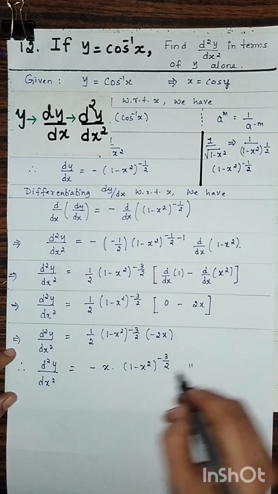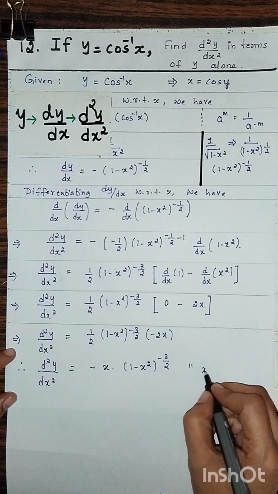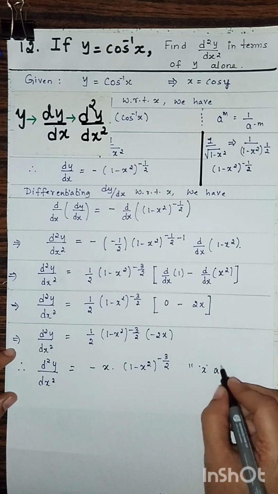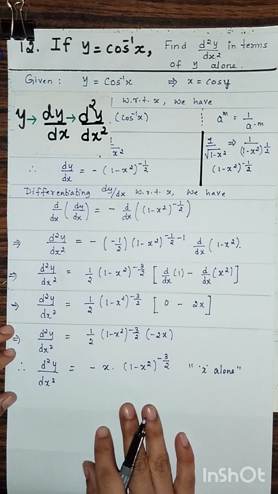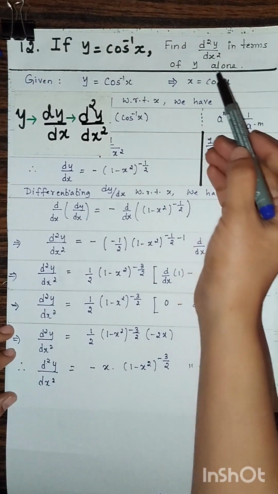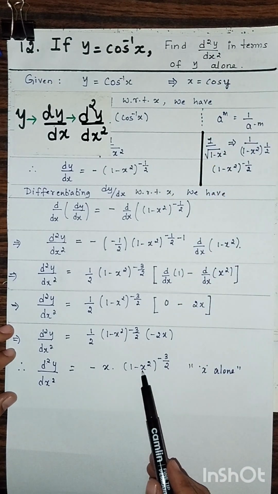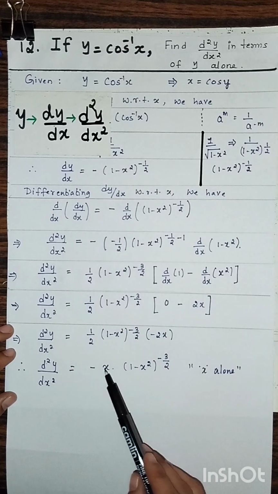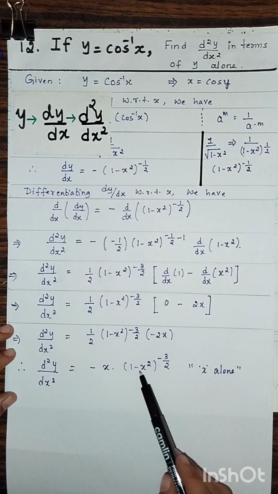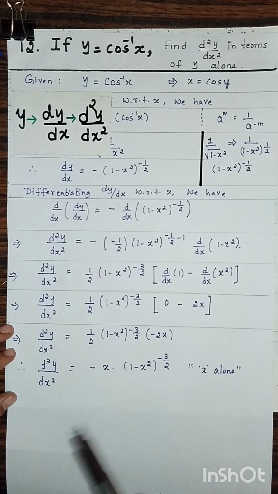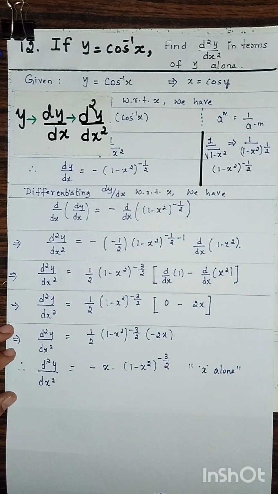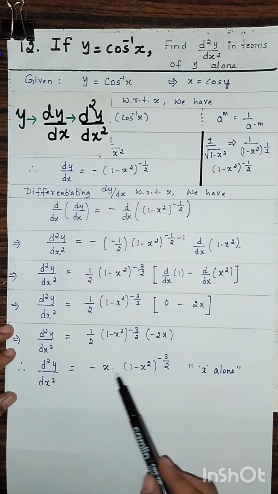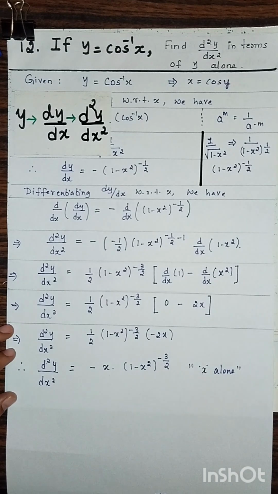Now this d square y by dx square is in terms of x alone, right? So you have the x variable here. But we want it in terms of y alone. That means in the place of x we want y. We cannot just directly write minus y and y here because x is not equal to y. x is equal to cos y, right? So you cannot directly put y and complete the sum.